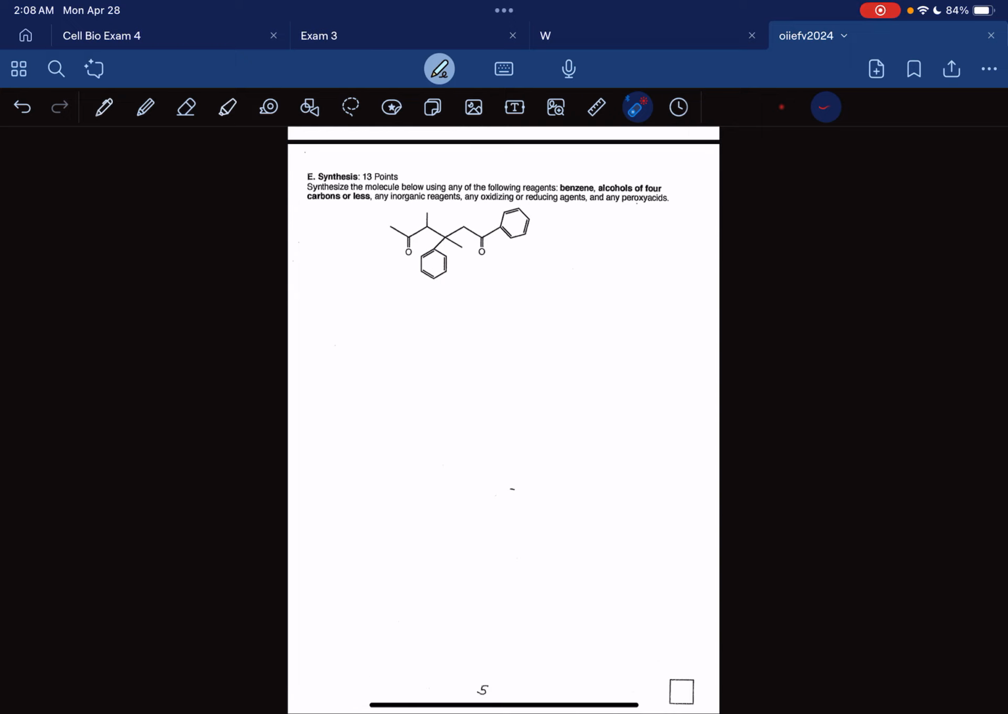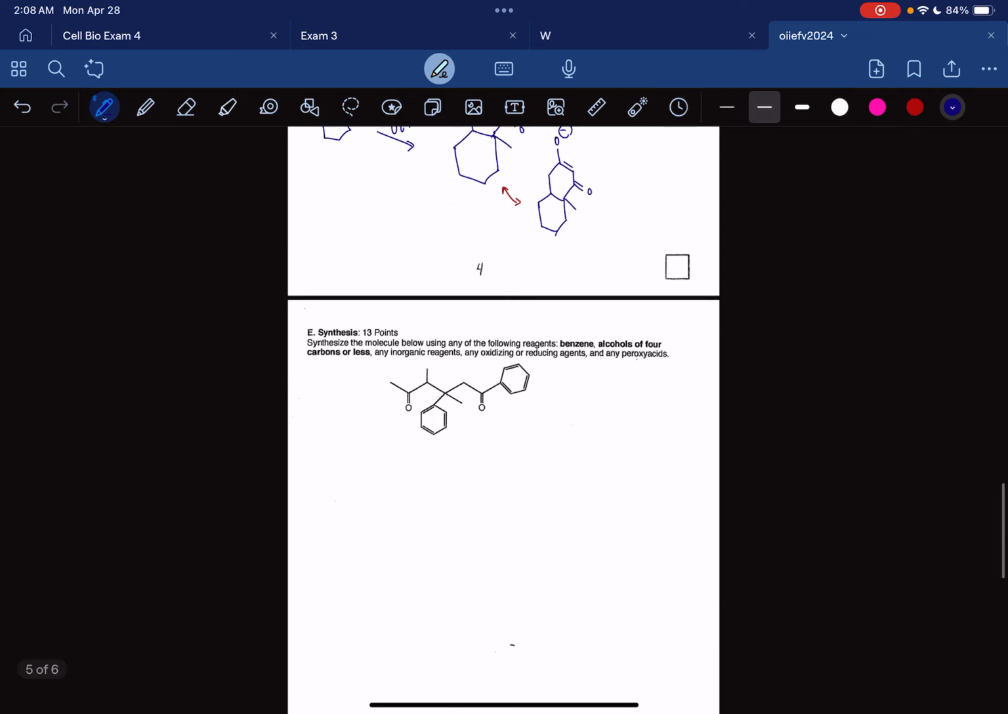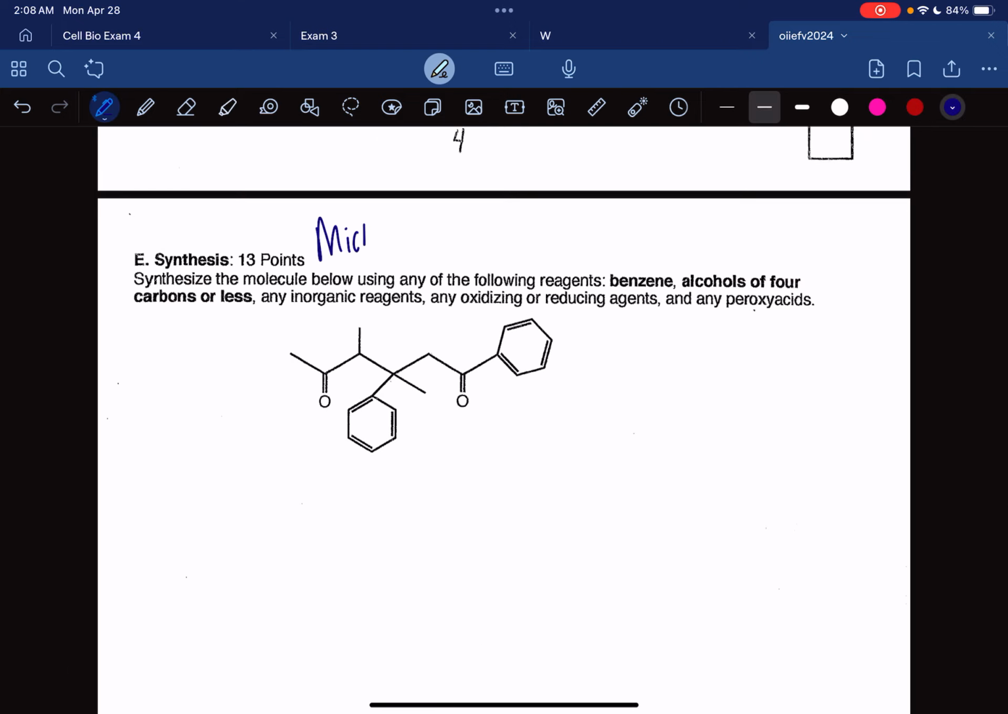Okay, and then the worst part of this dreadful exam is the synthesis. On your final exam, you will be doing a Michael synthesis. That should be in the back of your mind. And the way you figure that out is through some Greek lettering. If you find an alpha carbon, so for example, let's say this is the alpha carbon to this ketone, that's alpha, beta, gamma, and delta.